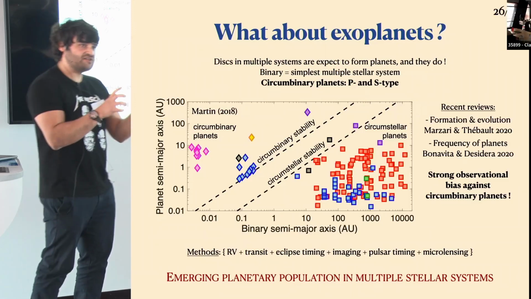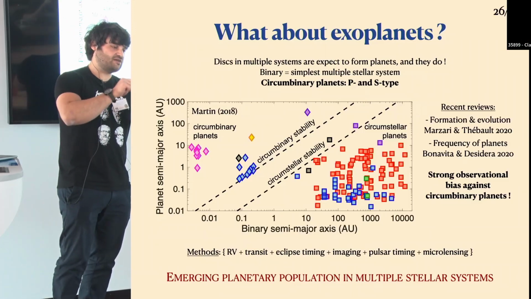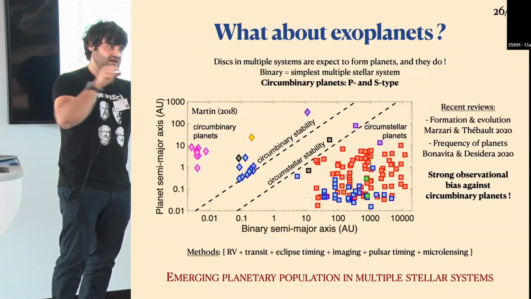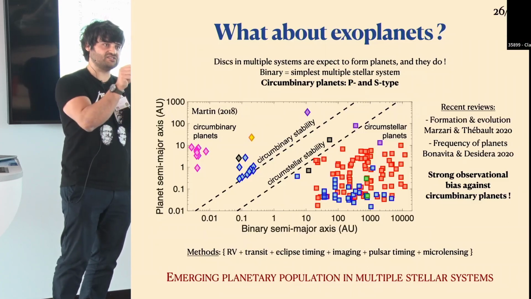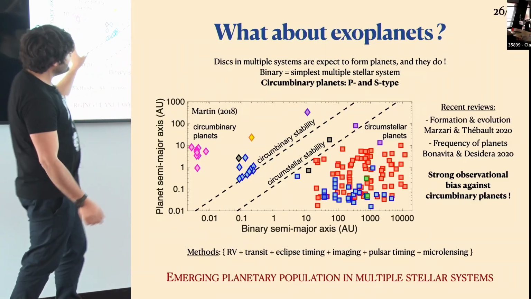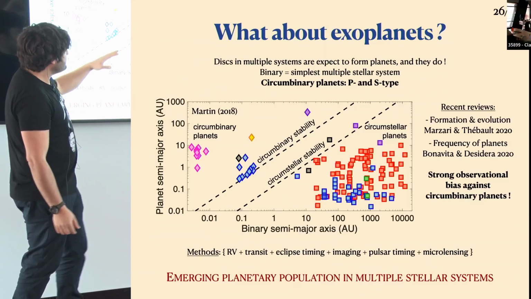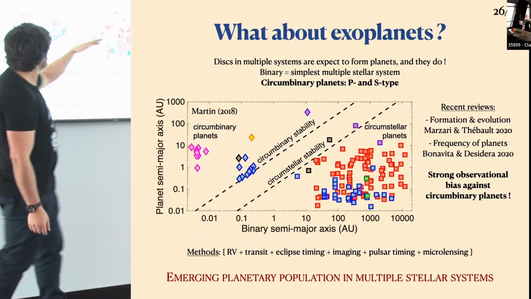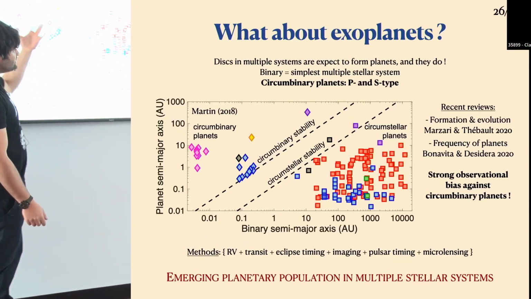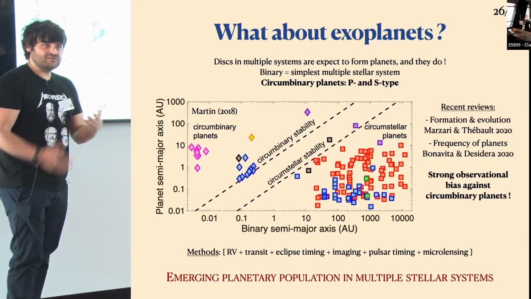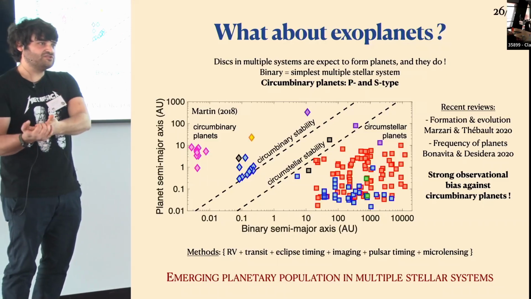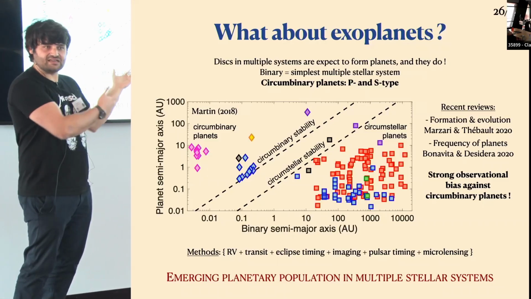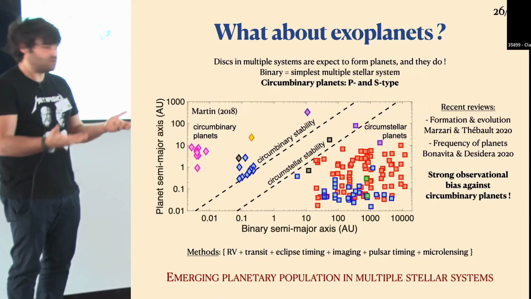So you have basically 2 types of planets. You can have planets around one of the stars, or you can have a planet which is orbiting the center of mass of the binary. And here you have different detection techniques. Basically here you have the S-type planets, the ones around one of the stars, and here you have the circumbinary planets. And you see that there are very few of them. So this is a bit worrying, because if I'm saying that it's important for planet formation, but in the end I tell you that there are very few of them, there is a problem there.